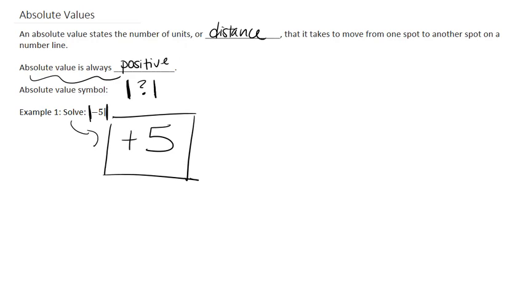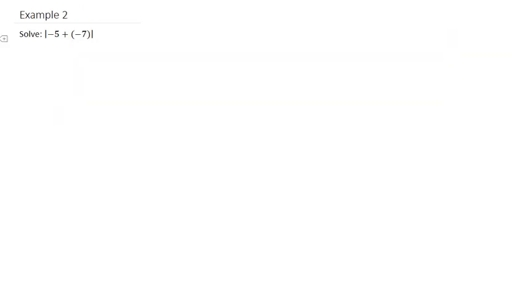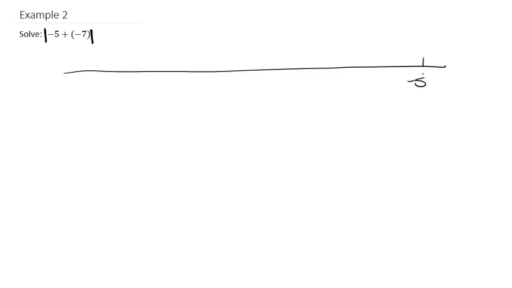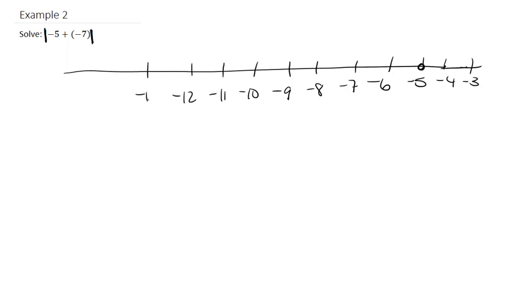Now let's look at example 2. Solve for the following. -5 plus -7, all in the absolute value sign. So if we have a number line, this is what we're saying. We're starting at -5 right here. This would be -4, -3, so here we have a number line.